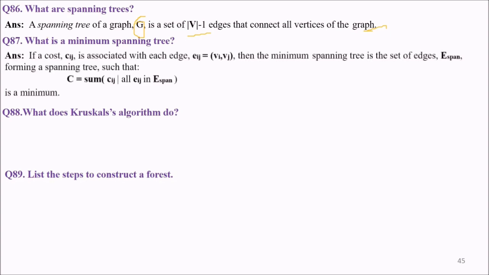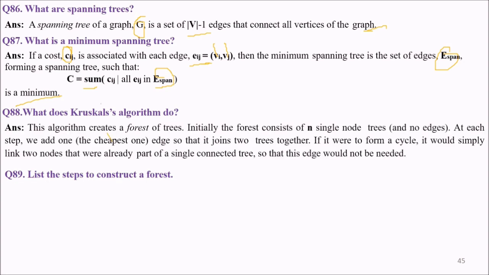What is an MST? Minimum spanning tree. If a cost, say Cij, is associated with each edge Eij, from vertex i to vertex j, then the minimum spanning tree is the set of edges E span, forming a spanning tree such that the sum of Cij over all Eij in E span is always minimum.